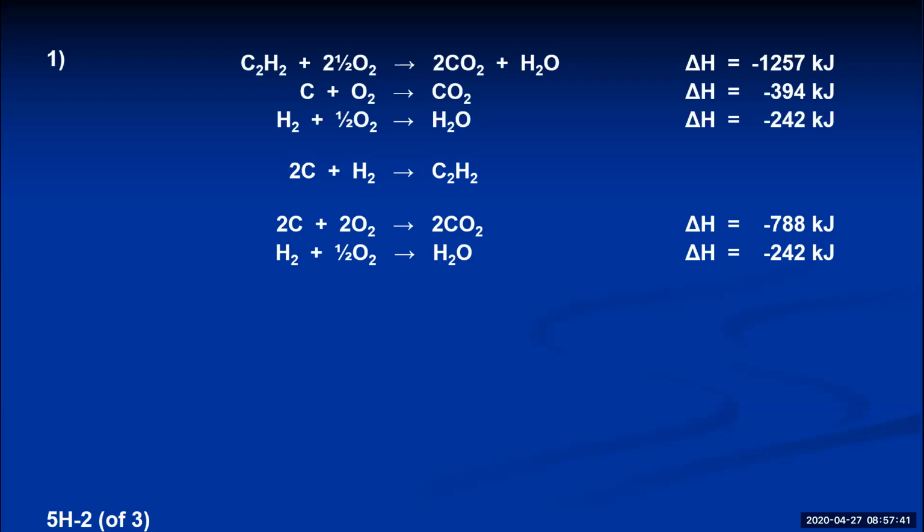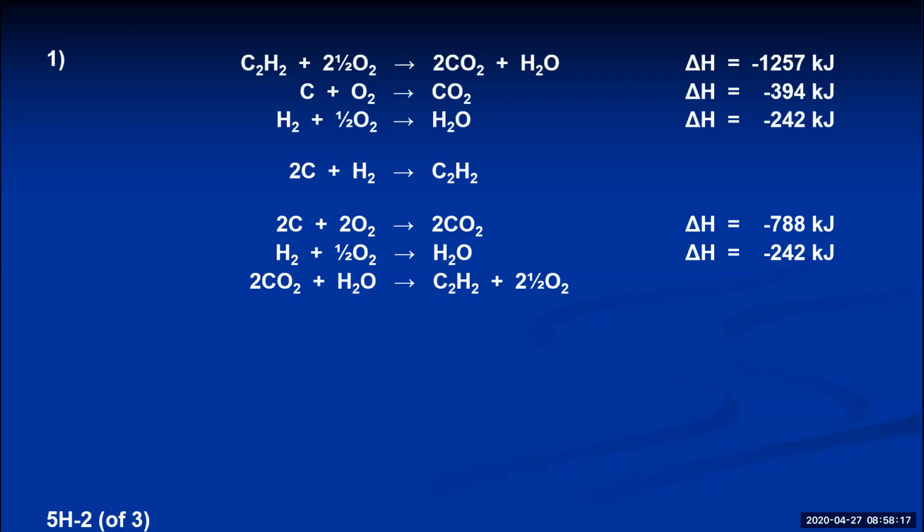I have 2 moles of carbon on the reactant side and 1 mole of diatomic hydrogen. Finally, I need a reaction so I can place 1 mole of C2H2 on the product side. The only combustion reaction that has C2H2 in it is the first one, but the C2H2 is on the reactant side instead of the product side. I'm going to have to reverse the original reaction. So if I reverse it, it's going to be 2CO2 plus H2O yields C2H2 plus 2.5 O2. Now the C2H2 is on the product side.